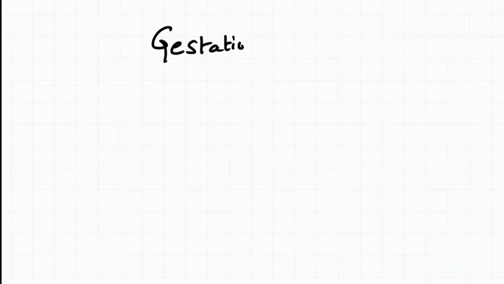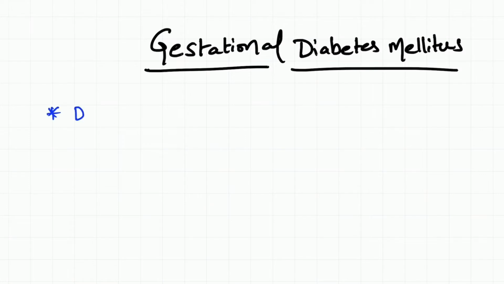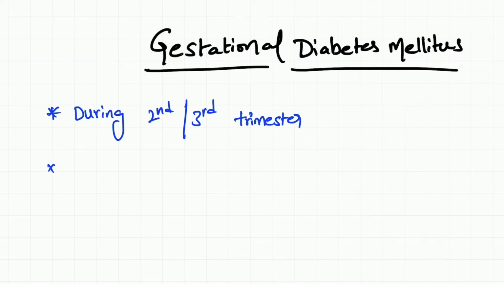Hi everyone. Today I am going to discuss gestational diabetes mellitus. This is something related to pregnancy. So this occurs during the second or third trimester of pregnancy.